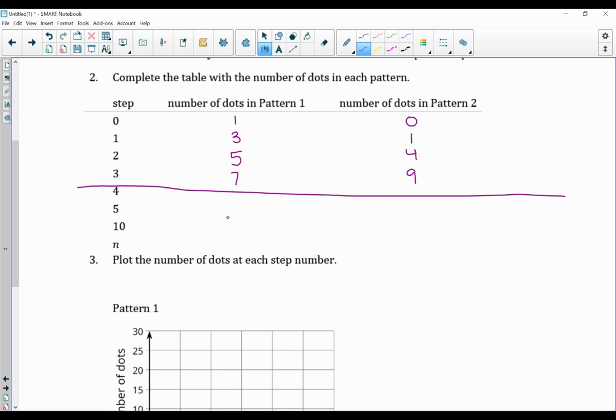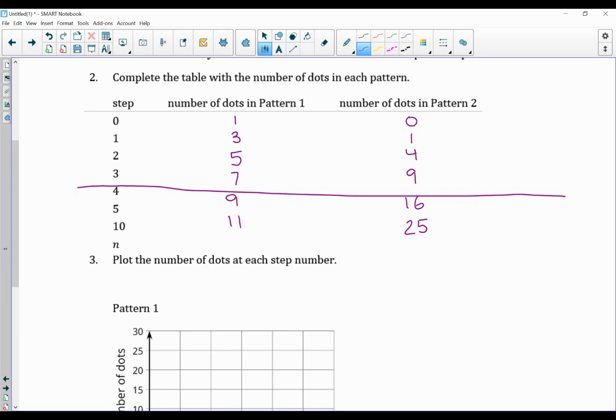The 5th step was 11 for pattern 1 and 25 for pattern 2 because it was a 5 by 5 array. So I kind of just need to fill in, well, what was it for 4? Well, again, I said that this one seemed to be going up by 2 every time, so that has to be 9. And this one, if it's a 4 by 4 array, 4 times 4 gives us 16.